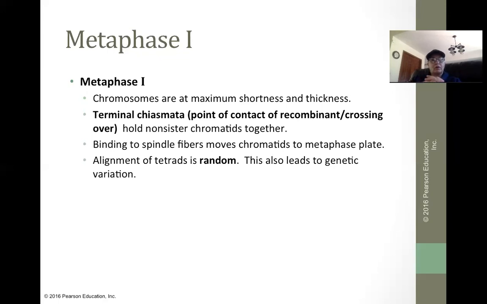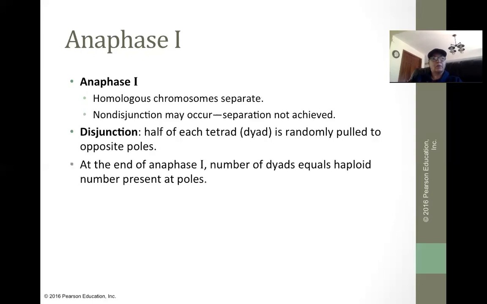have the chance to recombine and cross over. Spindle fibers will eventually move them to the metaphase plate, and then that alignment of the tetrads on the metaphase plate is also random, and how they segregate is random. We'll talk more about that in the next chapter, but that again leads to genetic variety of what's going in the egg and sperm. All right, anaphase 1, we've talked about this.